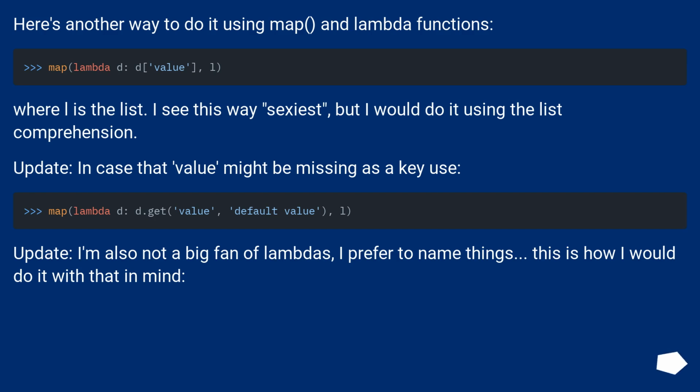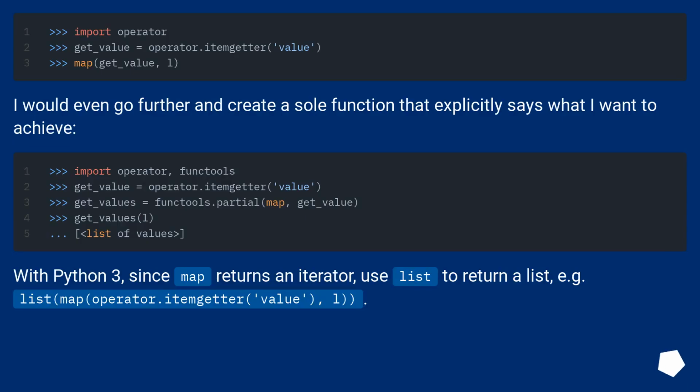Update, in case that value might be missing as a key, use this. Update, I'm also not a big fan of lambdas, I prefer to name things. This is how I would do it with that in mind. I would even go further and create a sole function that explicitly says what I want to achieve.